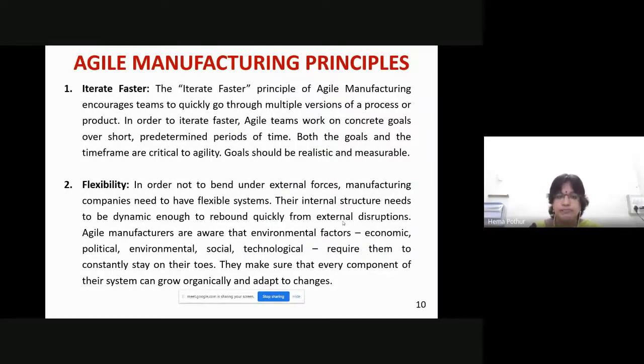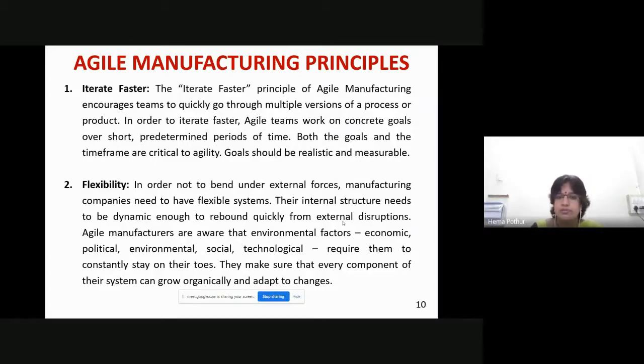Move quickly. That's it. Agile manufacturing encourages teams to go quickly through multiple versions of a process or product. Your product or process line should be flexible enough such that as and when there is a requirement in the market or from the customer, you need to change yourself. In order to iterate faster, agile teams should work on concrete goals over short periods.